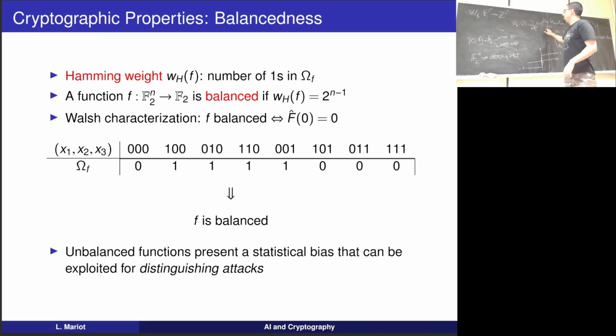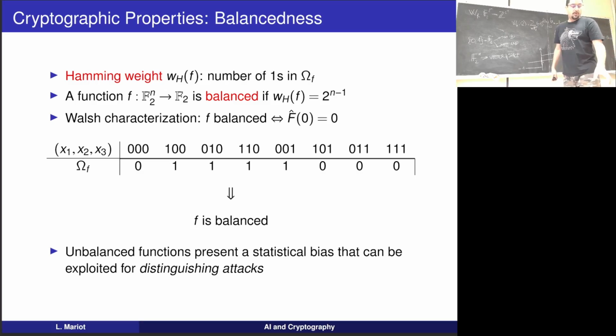So f is balanced if and only if, this implication being bidirectional, you have 0 at the null vector. And this is important because if you have an unbalanced combiner function in the combiner model, then it's quite easy to mount what we called yesterday a distinguishing attack. The attacker, Eve, has a non-negligible probability of distinguishing between an encryption of 0 and an encryption of 1 because we know that the output of this function is biased.